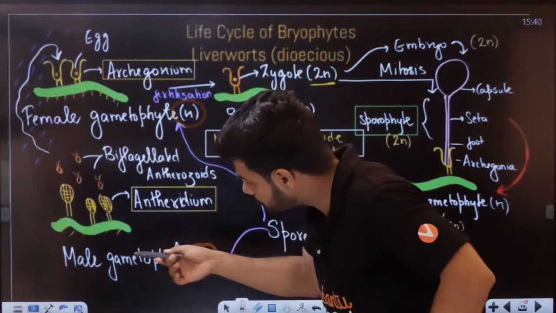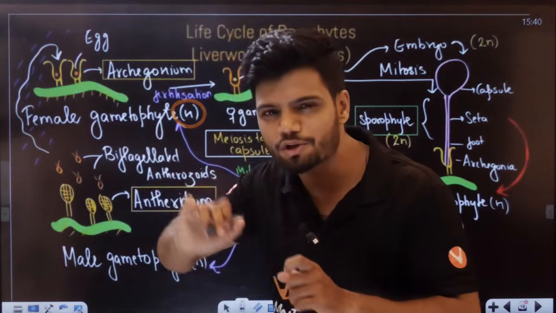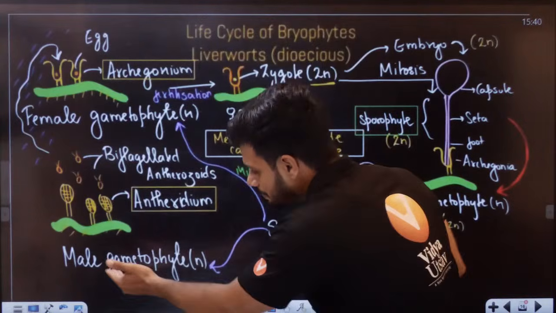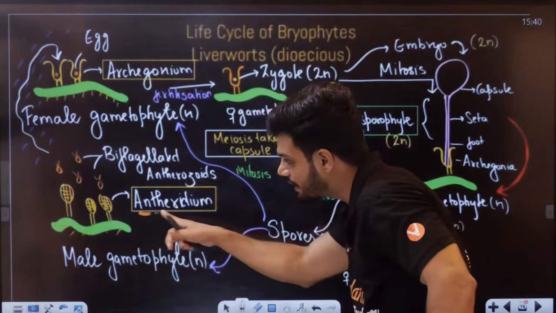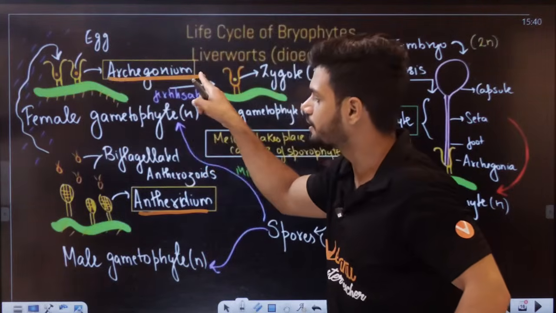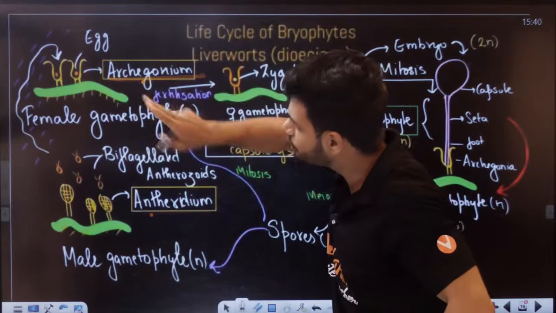Now this male gametophyte will have the male sex organ, right? Obviously the male will have the male organ. So the male gametophyte has antheridia here, and the female gametophyte has archegonia on it. So antheridia here, archegonia here.